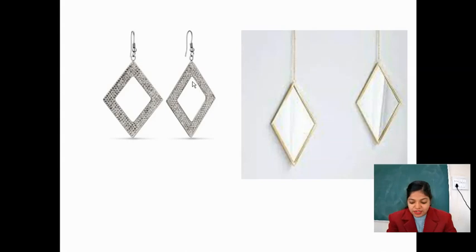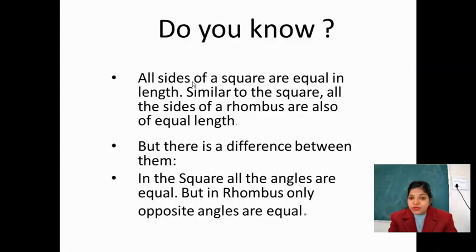Okay, beta. So now, do you know? All the sides of square are equal in length. As I told you that square has four sides, and all the sides are equal. And now I told you that rhombus has four sides and all the sides are equal. So now what is the difference between them? What is the difference between square and rhombus? Yes, I will tell you, students.